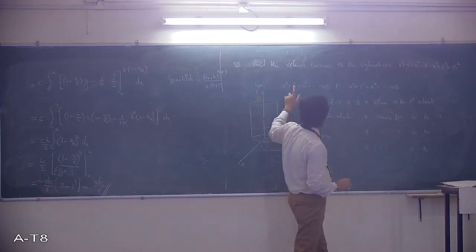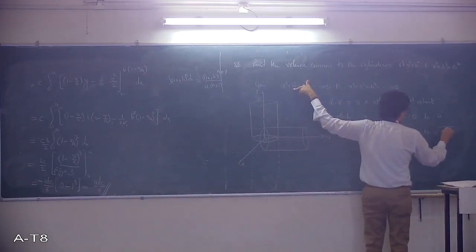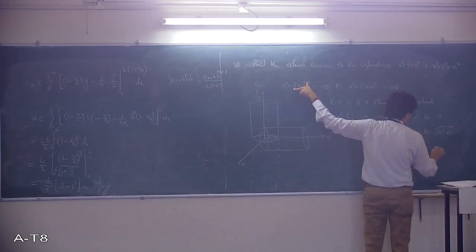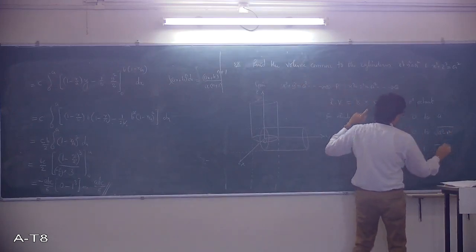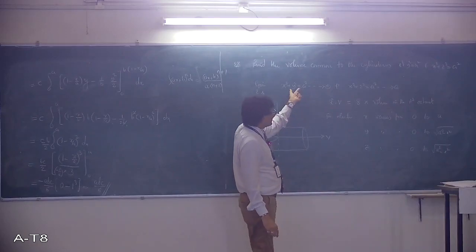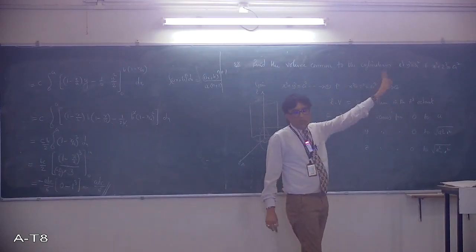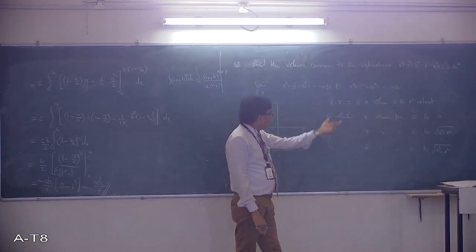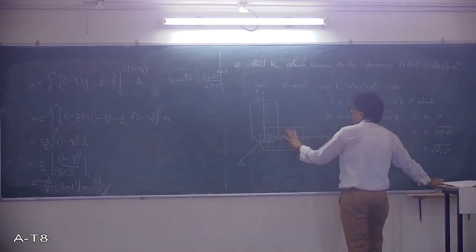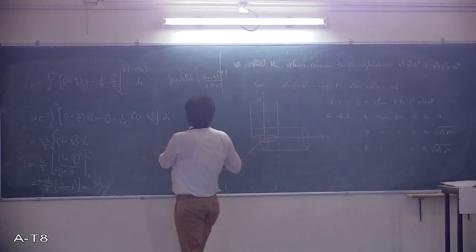Now y varies from 0 to under root a square minus x square. Because from this equation I can get y as root a square minus x square, and from this equation z is under root a square minus x square. So these are the limits for the particular figure, and the volume, we'll write.